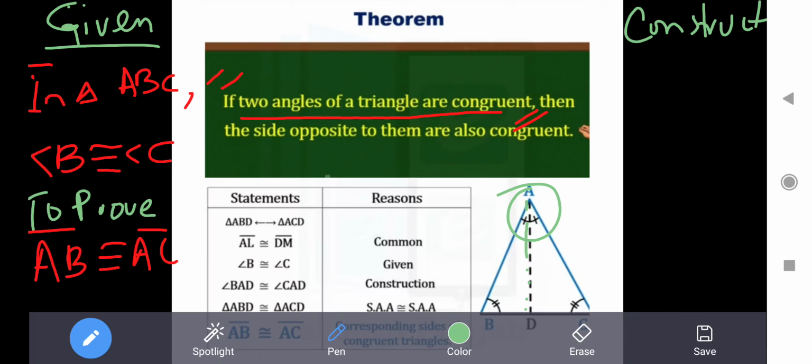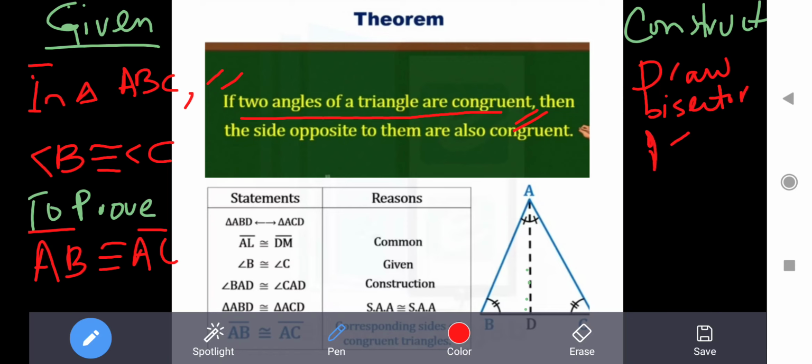Angle bisect का मतलब ये होता है कि आप इसको दो equal parts में divide कर दें. So I am going to draw the bisector of angle A. So over here I will write, draw bisector of angle A. ठीक है जी, angle A का आपने bisector draw कर दिया. उसके बाद bisector meet कहाँ हो रहा है? Meeting at BC at point D. तो आप ये भी लिख सकते हैं meeting BC.